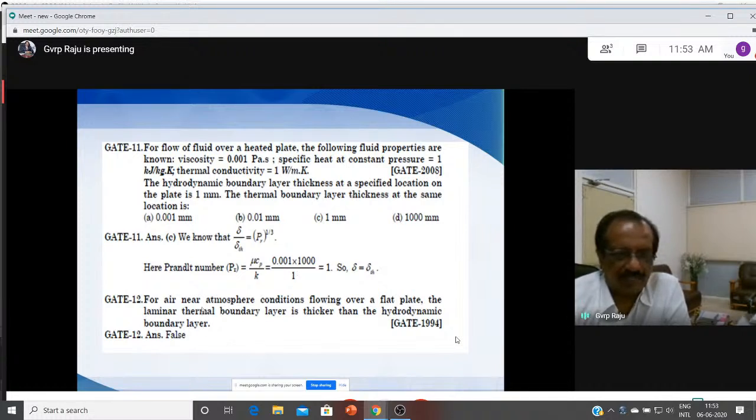So for air near atmospheric conditions flowing on a flat plate, the laminar thermal boundary layer is thicker than the hydrodynamic boundary layer. This is false.